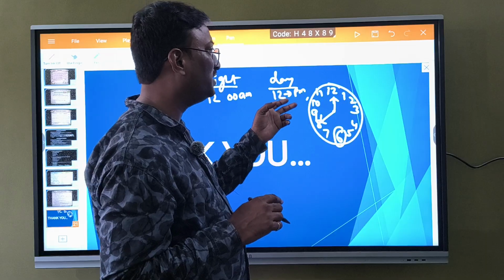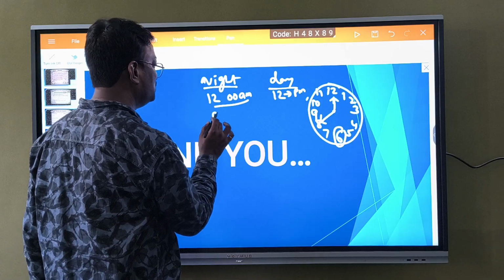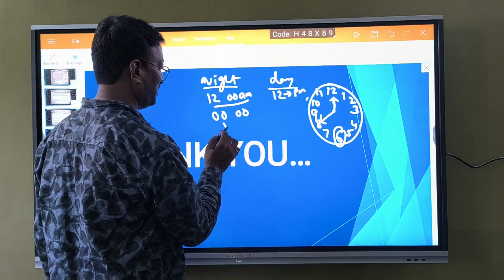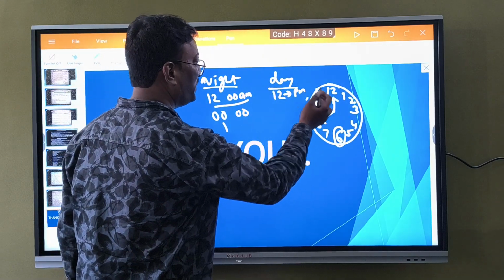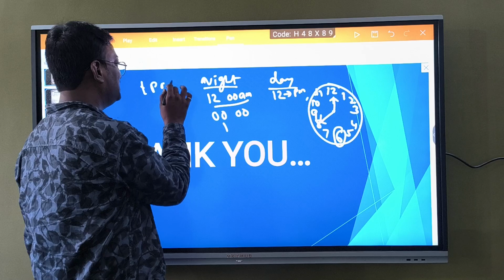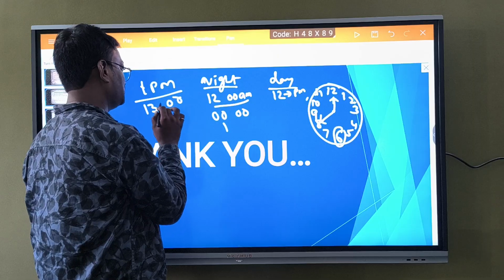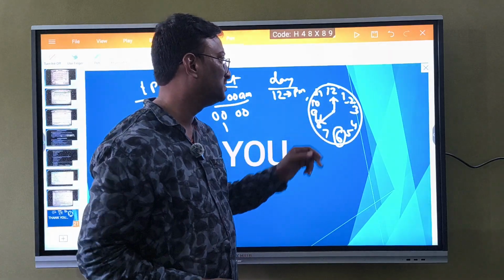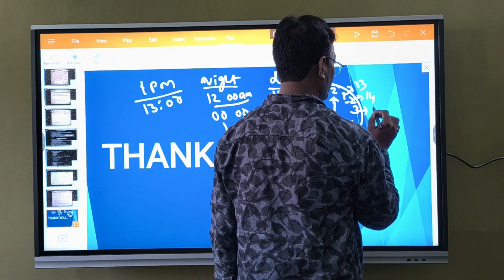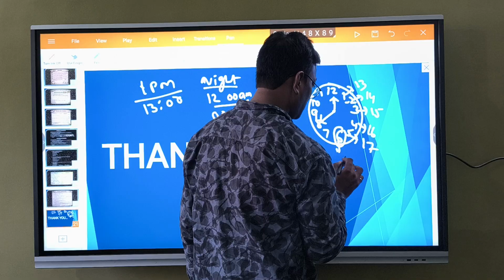Okay, instead of that, in the 24-hour clock, 12 AM means the time is 00. 1 AM in the sense 1, 2, 3, 4, 5, 11 AM. 12 PM is equal to 12, and 1 PM can be written as 13 hours. Afternoon 1 PM, 13 hours. So this becomes 13. 2 PM becomes 14. 3 PM becomes 15. 4 PM becomes 16. 5 PM becomes 17. 6 PM becomes 18.